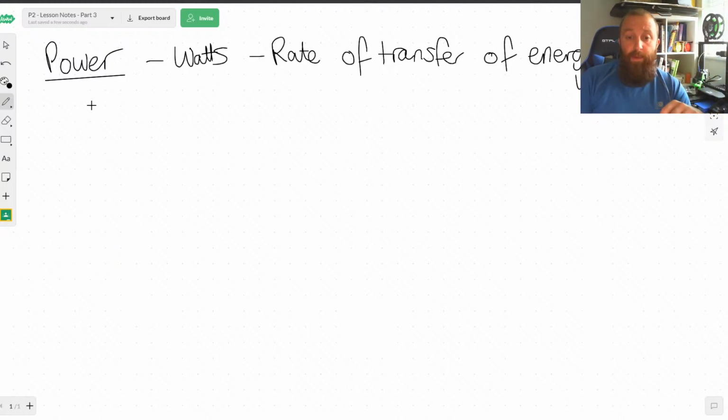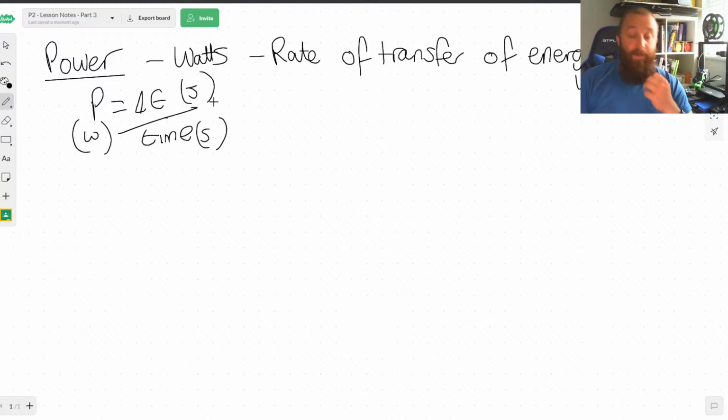So one of the big formulas we need for this is power equals the change in energy, or you can put work done, divided by time. So watts is our change in energy divided by time in seconds.